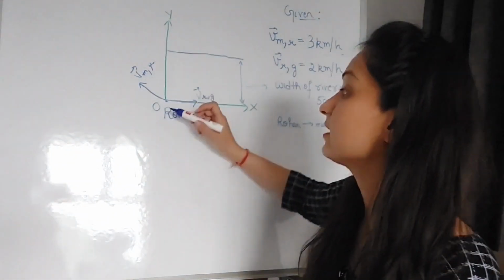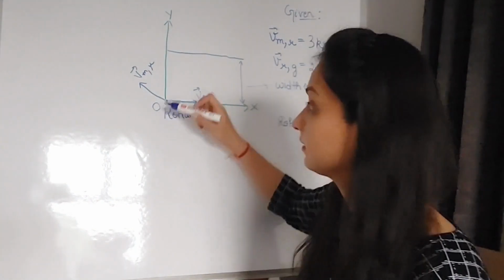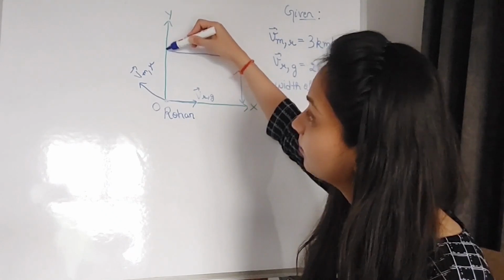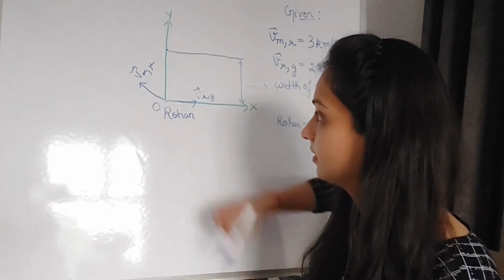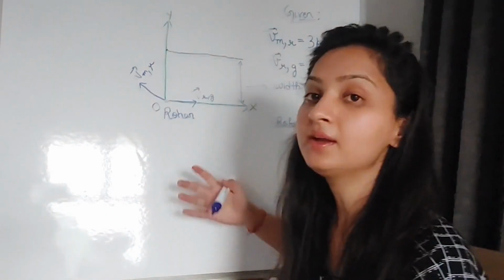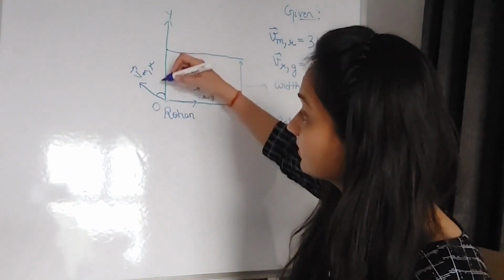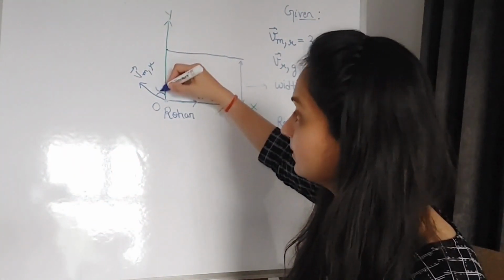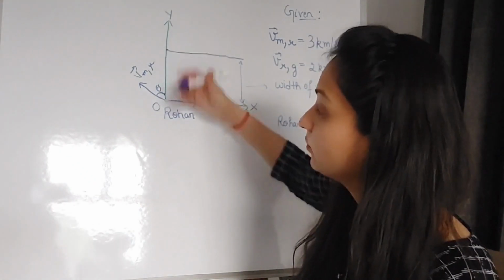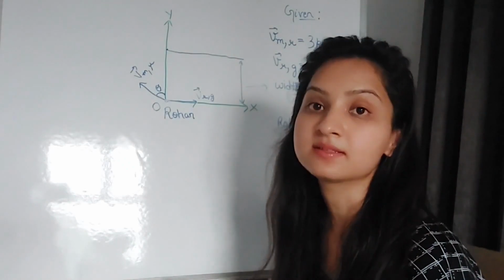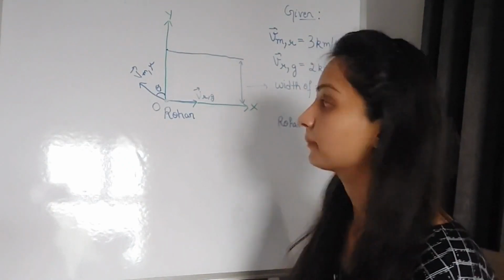Now the question says that Rohan, the man, has to cross the point that is directly opposite the starting point. So this will be the y-axis. This angle can be supposed to be theta, that is, the velocity of man with respect to river is forming an angle theta with the y-axis. Okay.